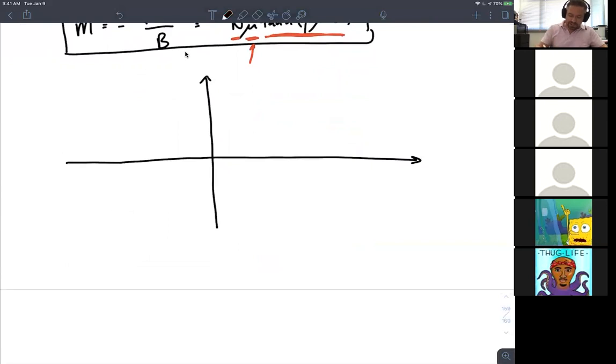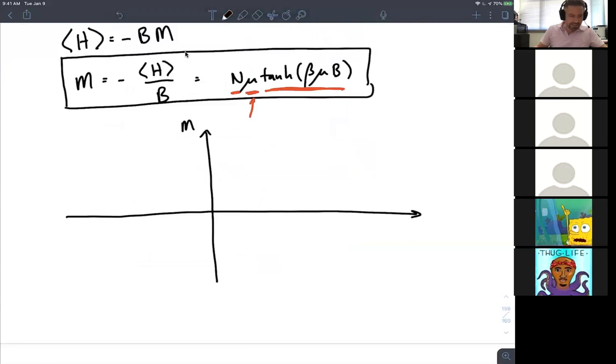Okay, so on my axes here, my y-axis is going to be the magnetization. And my x-axis, just to keep things simple, is just going to be beta mu b, right? It's just the argument of my tanh. Okay, and we're going to assume we work at fixed temperature, so beta is just some constant. Mu, again, that's just the strength of each individual electron's magnetic dipole, so that's a constant. The only variable here is just b. But just to make the drawing easy, I'm going to have the x-axis as beta mu b.